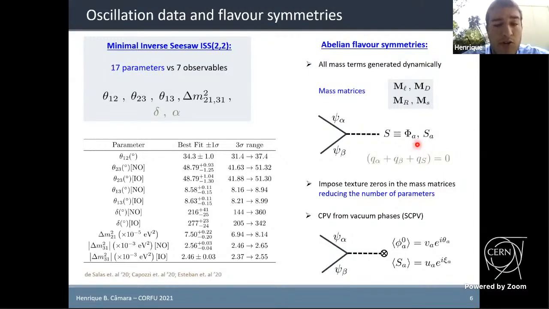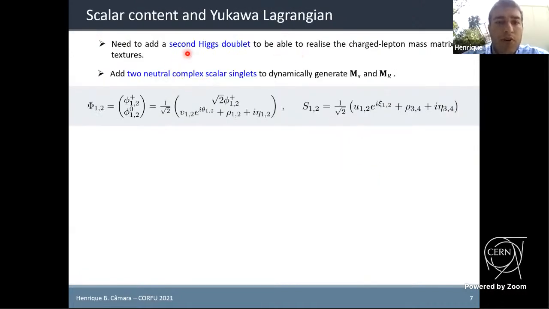Furthermore, in our work, we are going to focus on the spontaneous CP violating scenario. That means we are going to impose CP at the Lagrangian level, and CP will be broken spontaneously by complex vacuum expectation values. So the minimal scalar content required to implement this idea is a second Higgs doublet. This is necessary to be able to realize non-trivial charged lepton mass matrix patterns by means of abelian symmetries. And we also add two complex scalar singlets, S1 and S2, that will respectively generate the M_S and M_R scales, which are the scales relevant for the inverse seesaw.